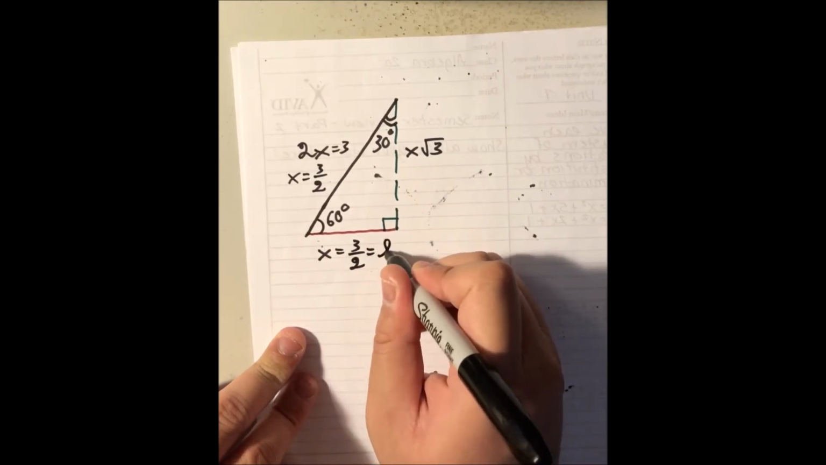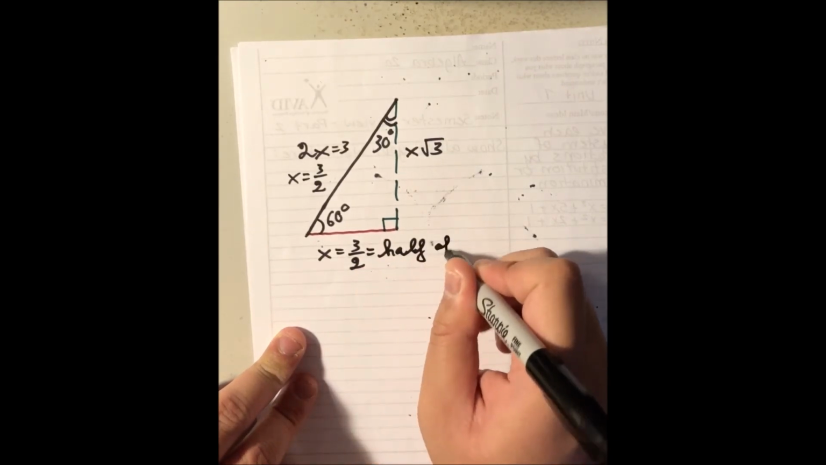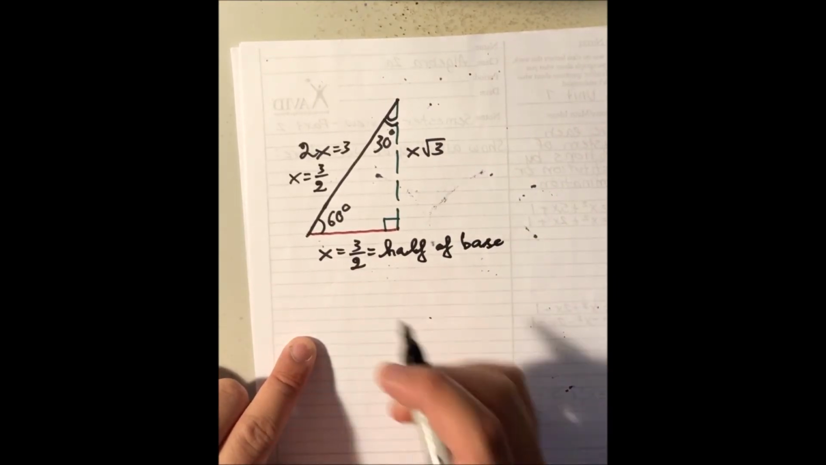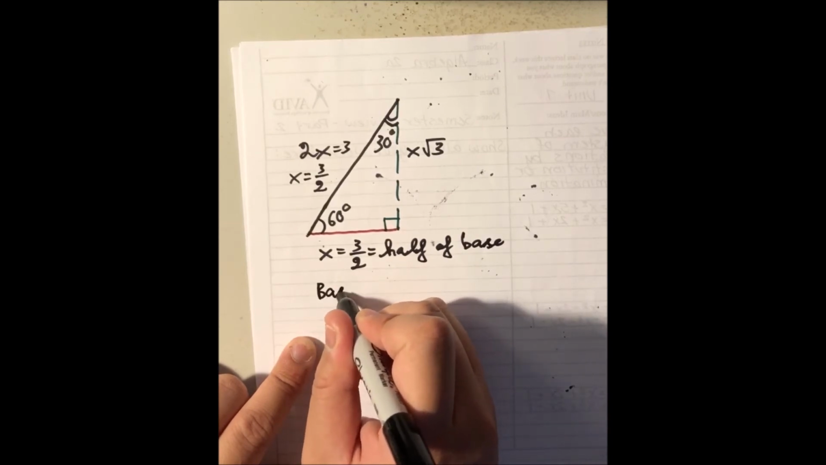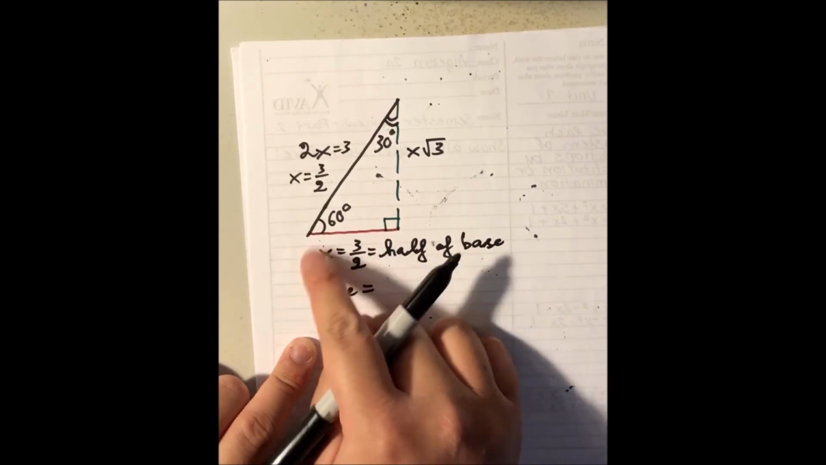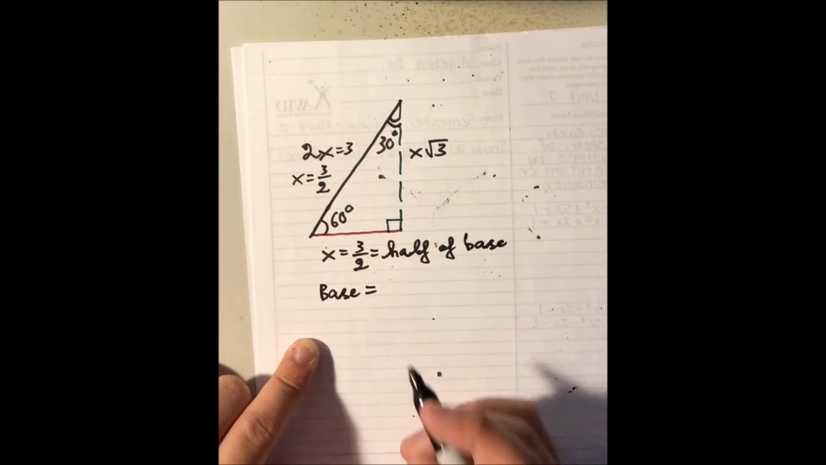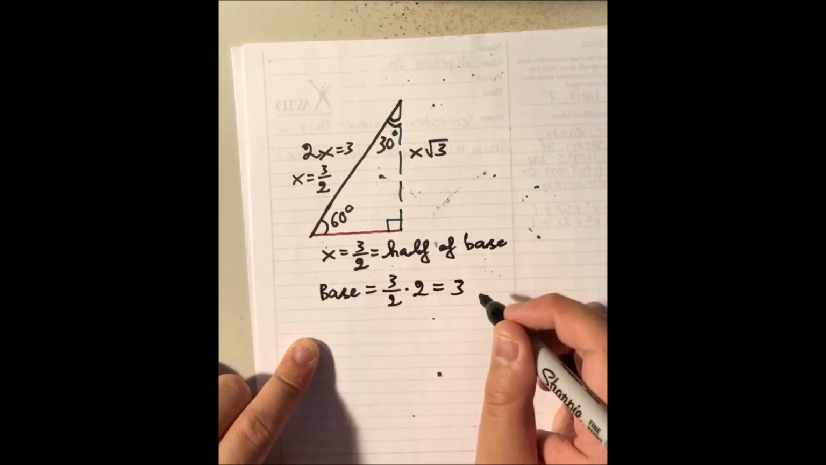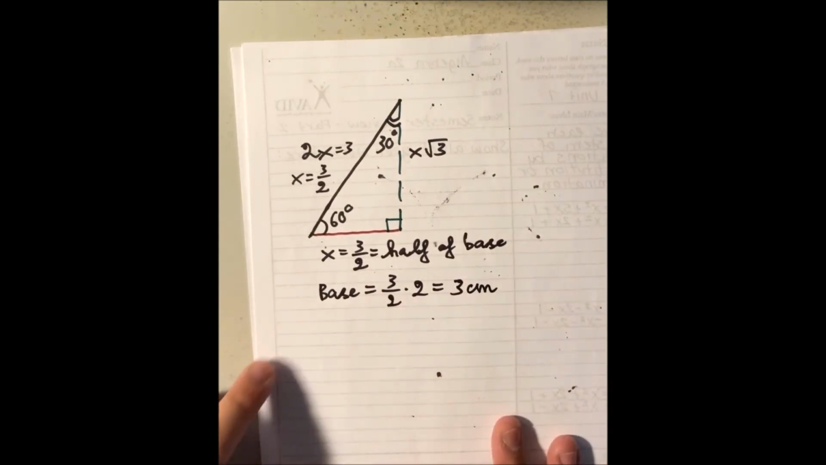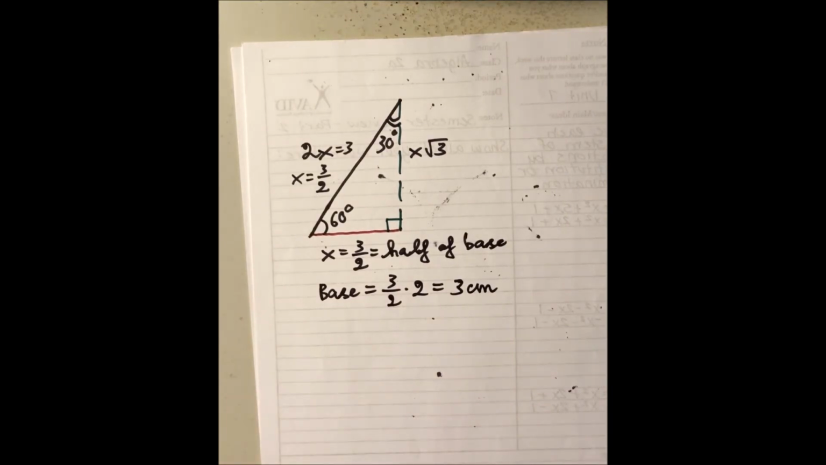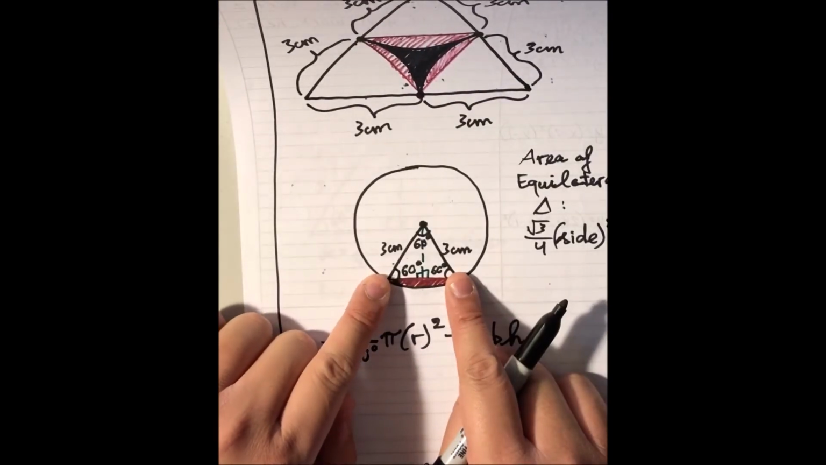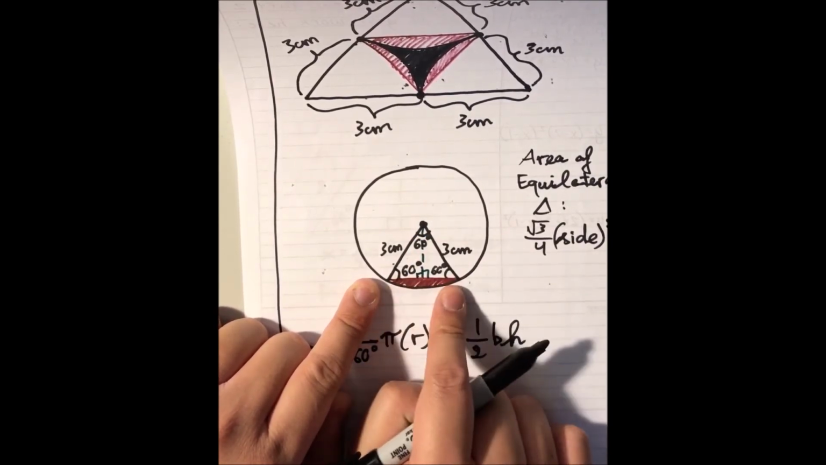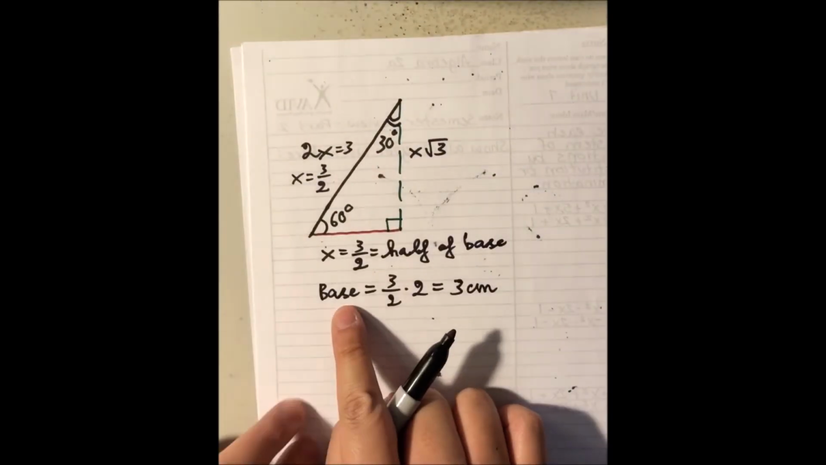And this is only half of the base of the triangle. Well, if this is half of the base of the triangle, then the entire base of the triangle has to be equal to 3 over 2 multiplied by 2, which is equal to 3 centimeters. But hey, guess what? That goes back to what we said about this triangle being equilateral, right? Because earlier I said that if this side is 3, this side is 3, then this side, which is the base of the triangle, has to have the same value, 3. So that really proves it, right?